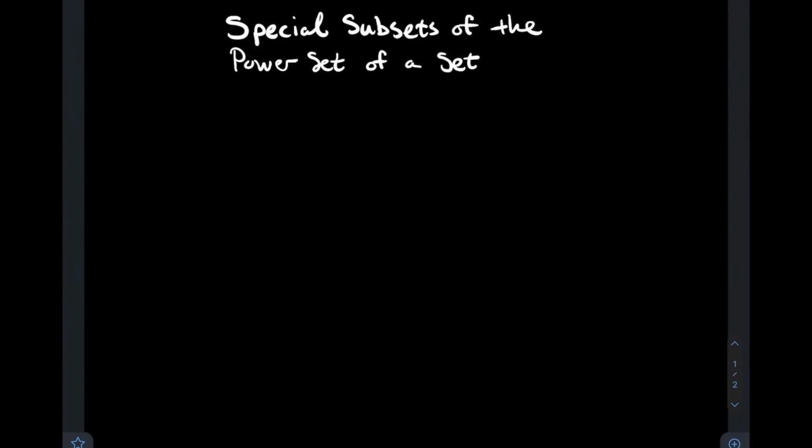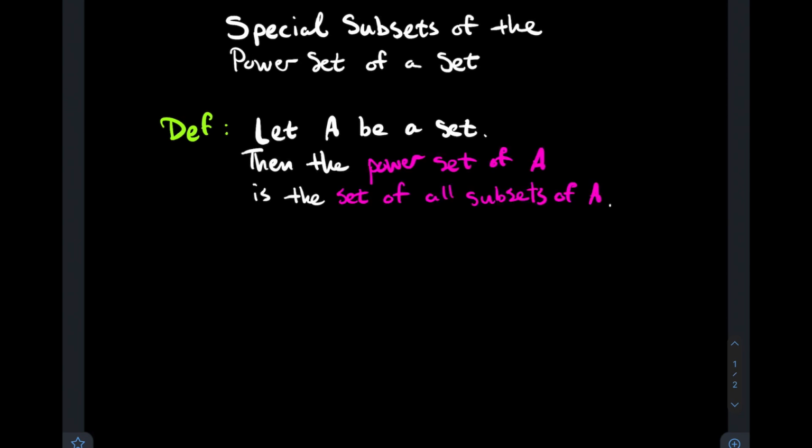In this video we're going to talk about some special subsets of the power set of A. So what we should do first is a little bit of review, in case you have no idea what I'm talking about with the power set of a set. Here's the definition. If A is a set, then the power set of A is the set of all subsets of A. Power set is always a little bit weird at first.